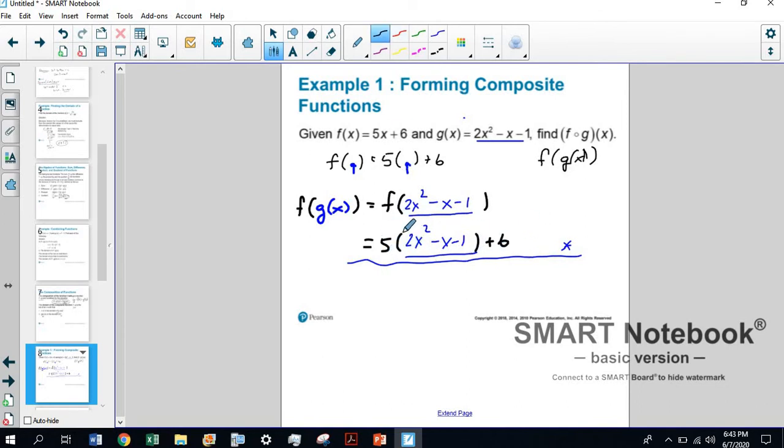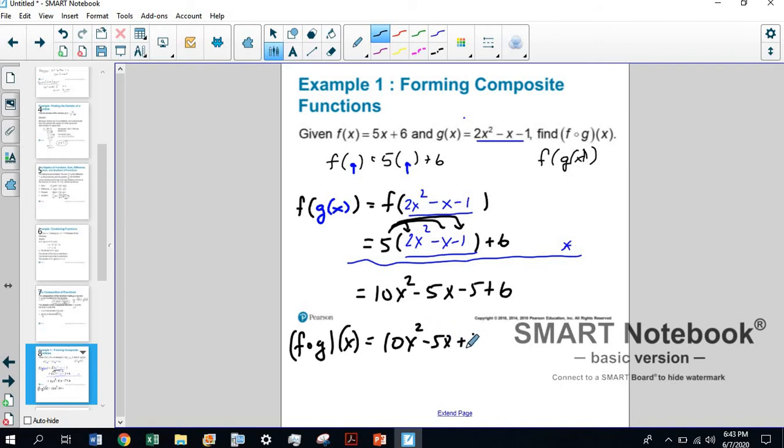But now there's algebra to do, and so to do the algebra, we distribute and keep going. But everything we do underneath this blue line, this is just basic algebra stuff that you guys should be comfortable with doing. All right, and so we get F of G of X. And if we simplify this, we get 10x squared minus 5x plus 1. And that is the new function that is from F of G of X. That's the new function. Okay? That's how you do it.